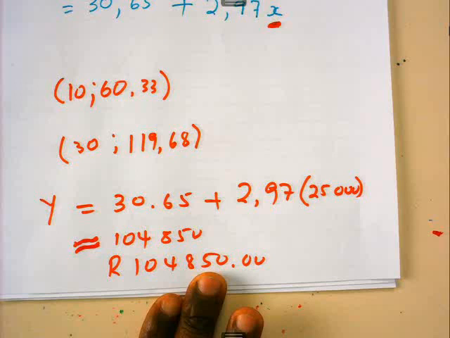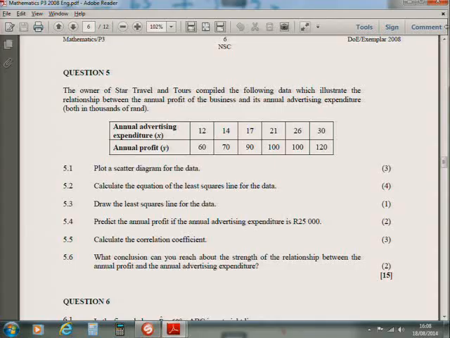Right? Are we happy with that answer there? Good. Now we have predicted, so we have the value there, 104,850 rand. We use the equation to actually predict the annual debt.